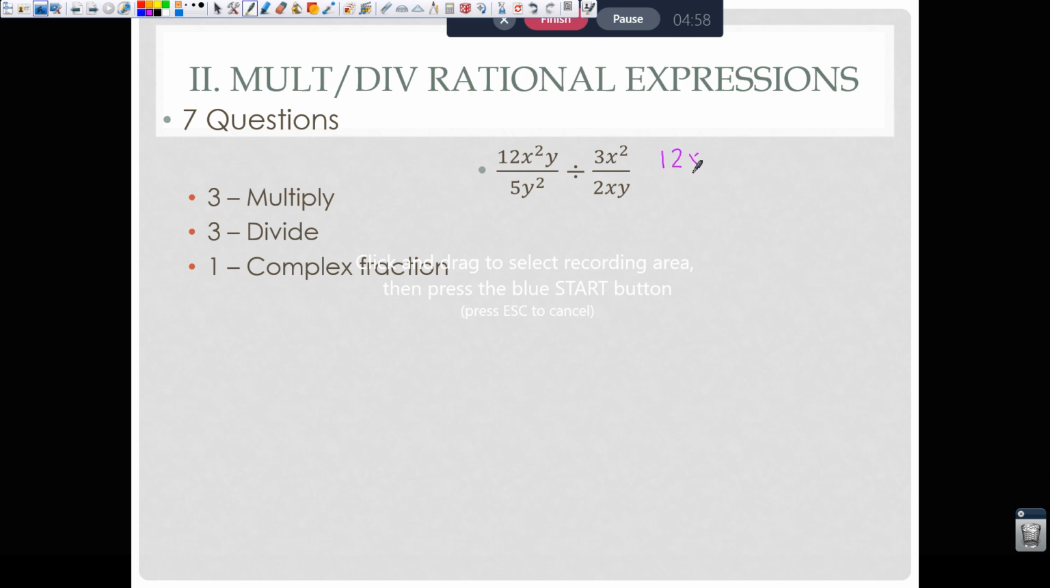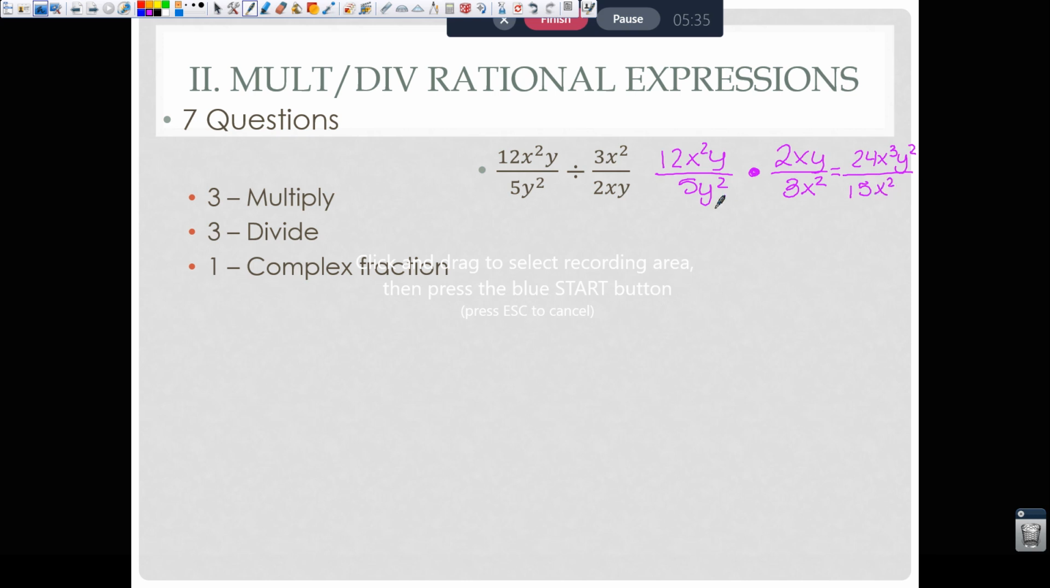So I'm going to have 12x squared y over 5y squared, change my sign to multiplication, and flip. So I'll have 2xy over 3x squared. Okay, so now I'm going to multiply out this equation. Because they're all monomials, it's easier to do it this way. So 12 times 2 is 24. X squared times x is x to the third. Y times y is y squared. All over 5 times 3, which is 15.